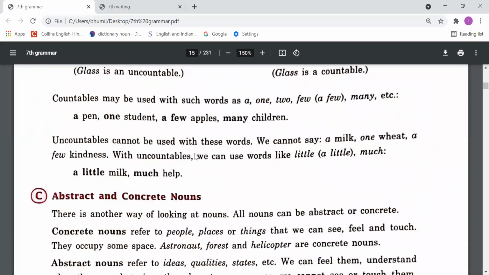Next point: countables may be used with such words as a, one, two, few, a few, many, etc. A pen, one student, a few apples, many children.